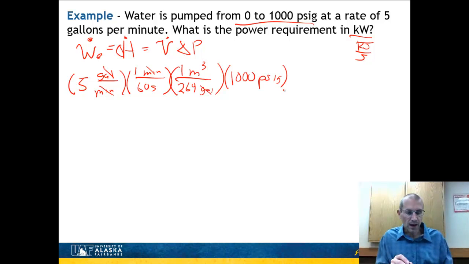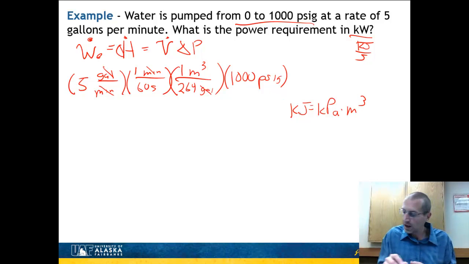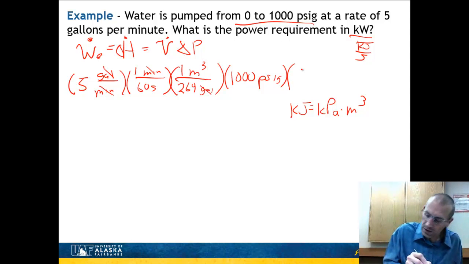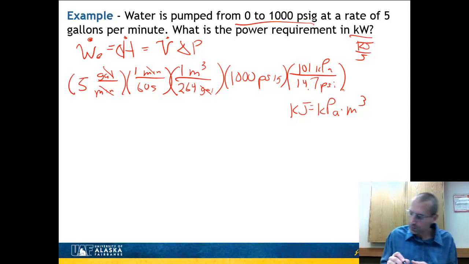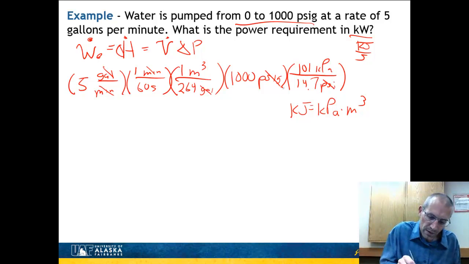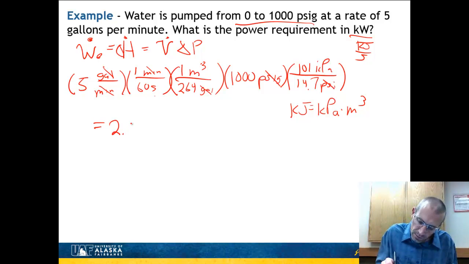psig. And for kilowatts, we call that a kilojoule is a kilopascal times a meter cubed. So I want to get my psi into kPa. So I'm going to do a conversion factor here of 101 kPa is 14.7 psi. And now my units should cancel. My psi's are going to cancel there. We've got kPa meter cubed per second. That's going to give me kilowatts. So let's do that arithmetic, and that's about 2.17 kilowatts.